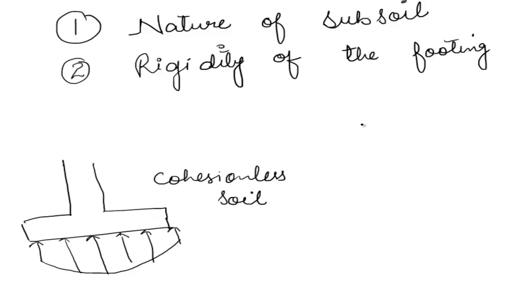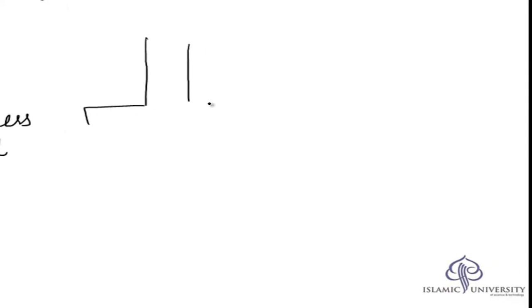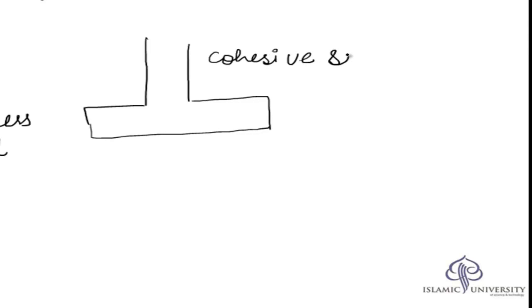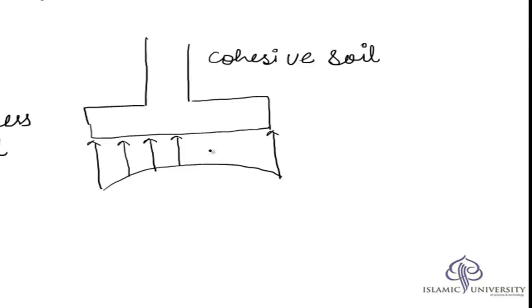On the other hand, in case of a rigid footing resting on cohesive soil, the load transmitted by the footing causes very large pressure at the edge and lesser pressure at the center. And the resulting pressure distribution is like this, that is, more at the edge and less at the center.